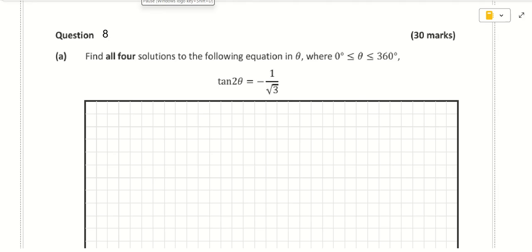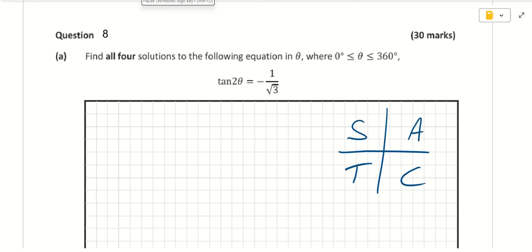So remember, if you see all 4 solutions and you see one of these funny looking things, you are looking at your cast circle. So that means cos is positive here, all of them are positive here, sin is positive here, and tan is positive there. So in this case, we've got tan 2 theta equals minus 1 over root 3. So that could mean anything, but what you need to do is tan inverse of minus 1 over root 3, and that will get you minus 30 degrees.